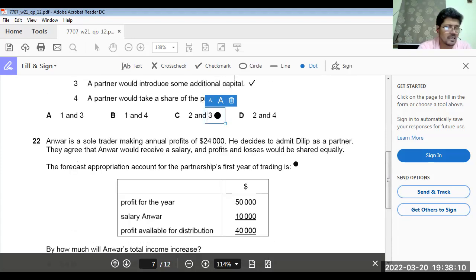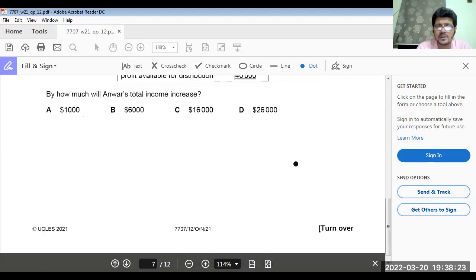Anwar will get a 10,000 salary, and out of the 40,000 profit, if divided equally, he will get 20,000 residual profit. So it means he will get 30,000 as a partner. As a sole trader, he is earning 24,000. It means his income will increase by 6,000.